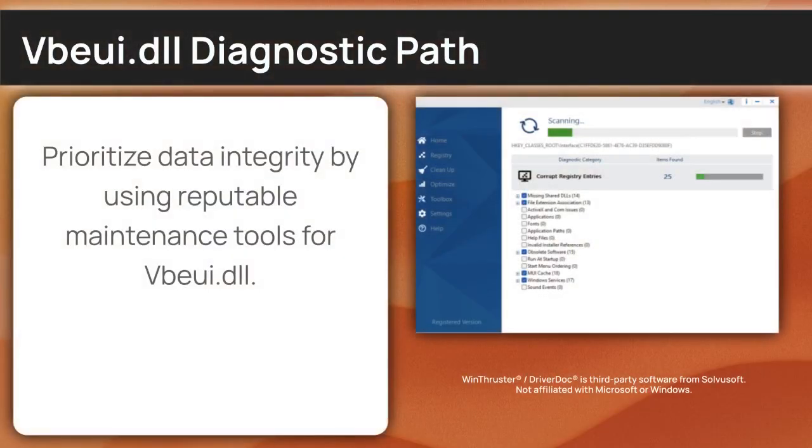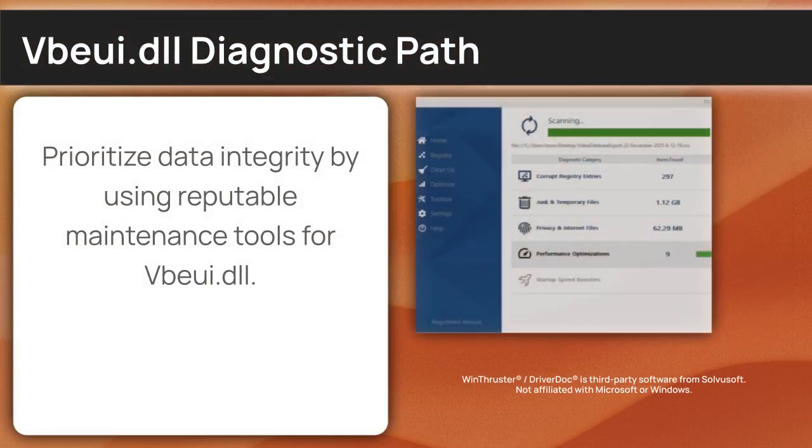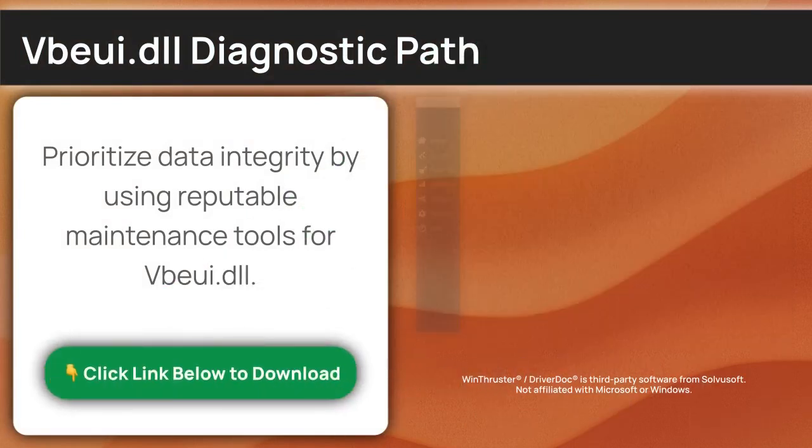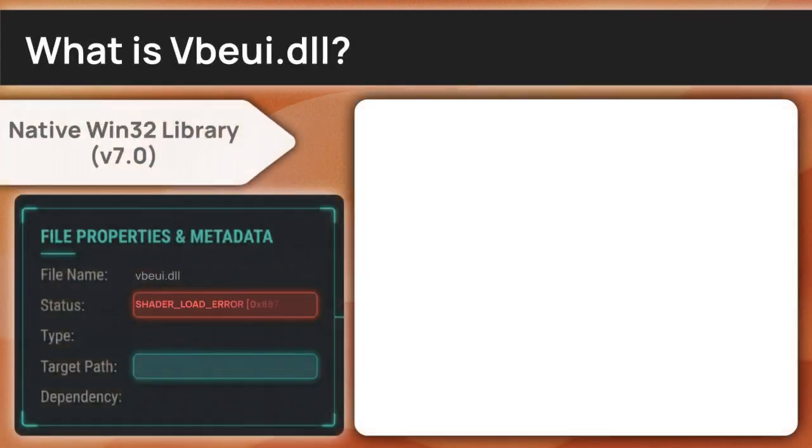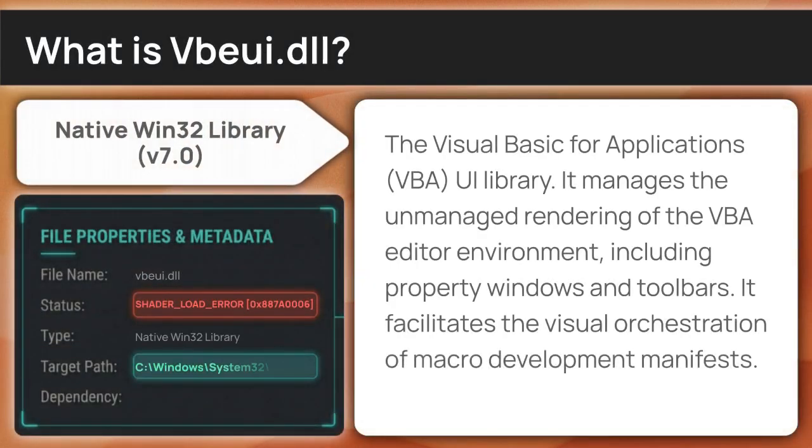Before we begin the manual steps for VBA Library, you can access a utility designed to help provide a clean system environment. This is the VBA Library, the Visual Basic for Applications, VBA UI Library. It manages the unmanaged rendering of the VBA editor environment, including property windows and toolbars. It facilitates the visual orchestration of macro development manifests.